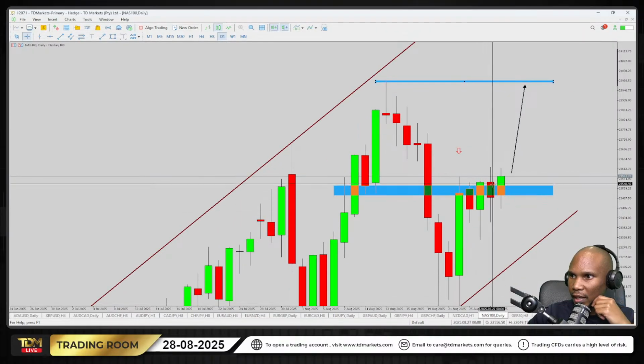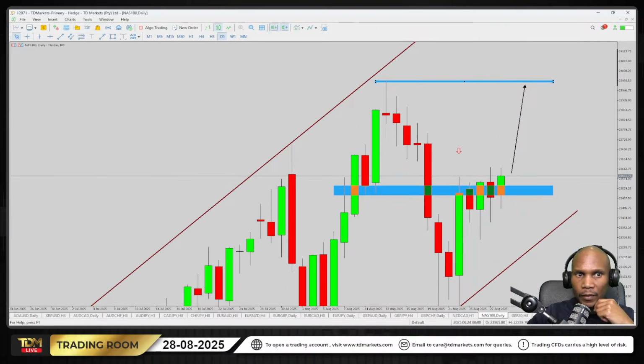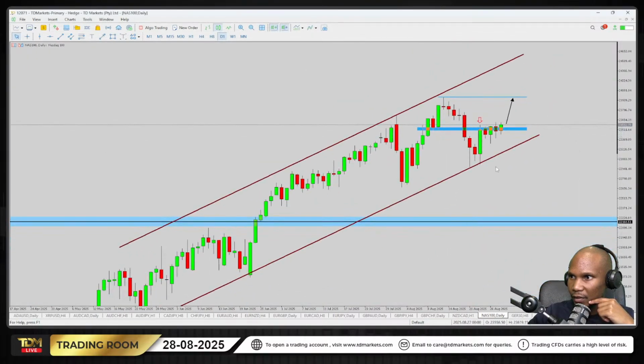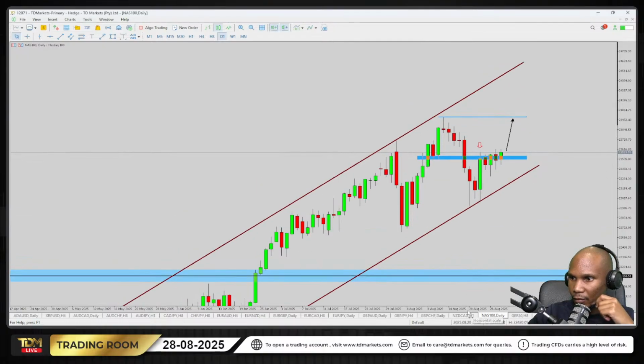So we just need to clear out of this, and then we are looking for price to go up. All right. So this one has not changed. The structure has not changed. Still bullish. One more push up.